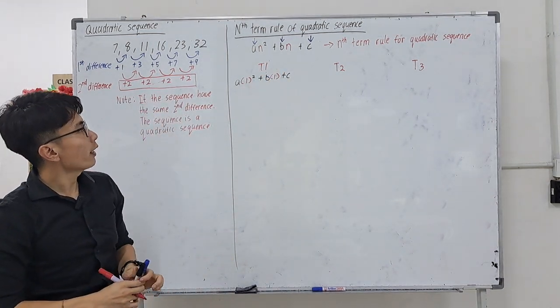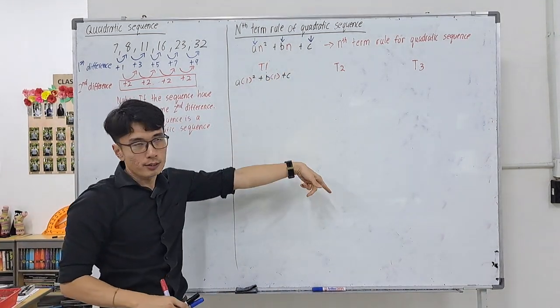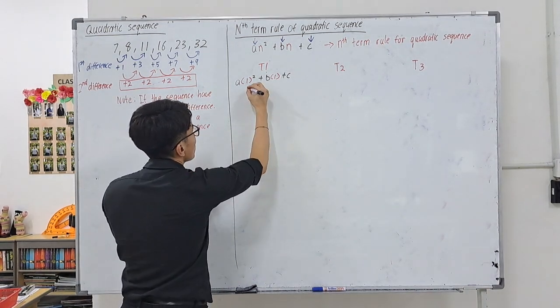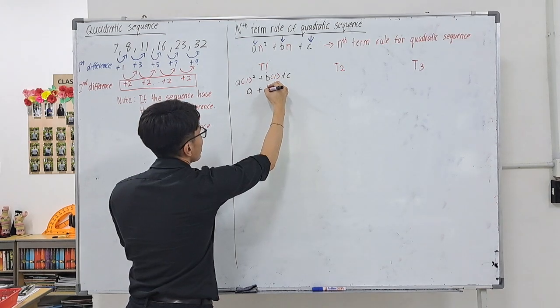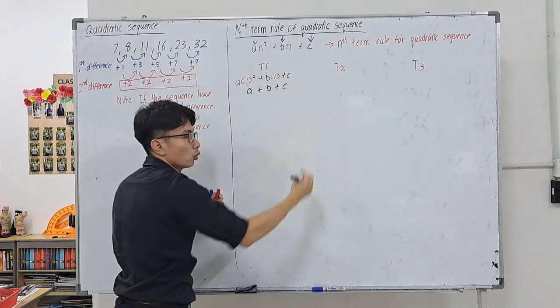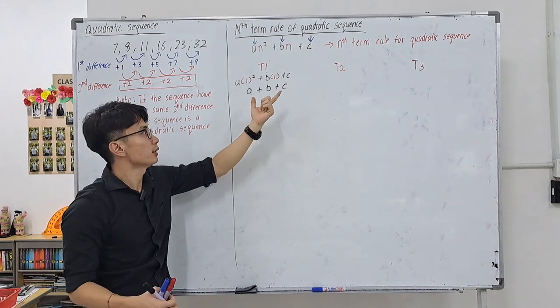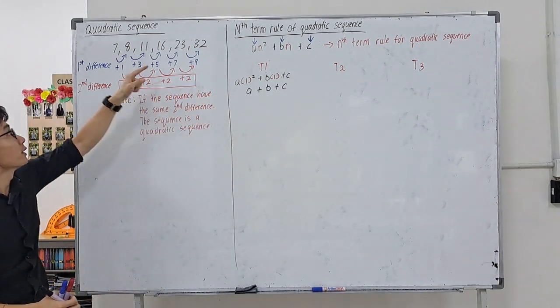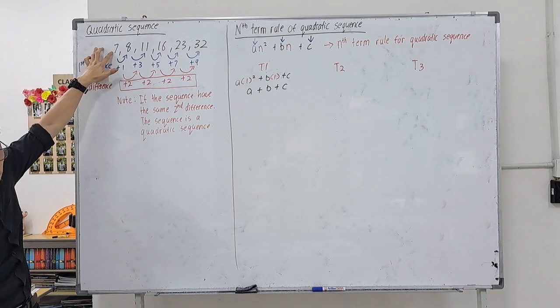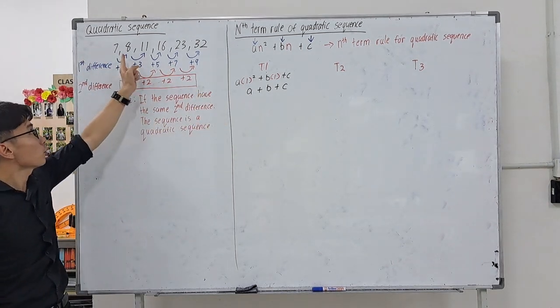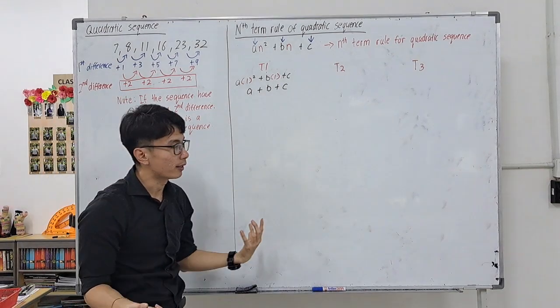Okay, so what am I going to do now? I'm going to expand this. If you expand this, your final expression, you will get A plus B plus C over here. This A plus B plus C is the expression to represent the number of the first term over here. In other words, I can say A plus B plus C equals 7. That's what it's representing.